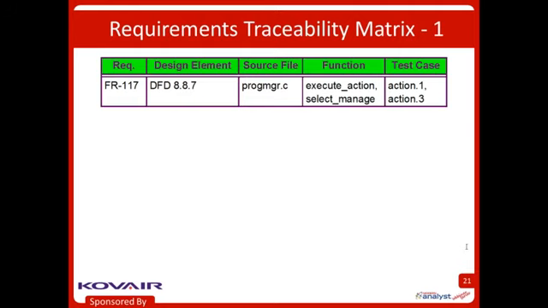We're going to build a requirements traceability matrix. And this is a way to show the connections between requirements and other system elements. There are different ways to represent this. This is one way to show it. This shows us that requirement that we called FR117 eventually turned into a design element, maybe a circle in a data flow diagram called 8.8.7.